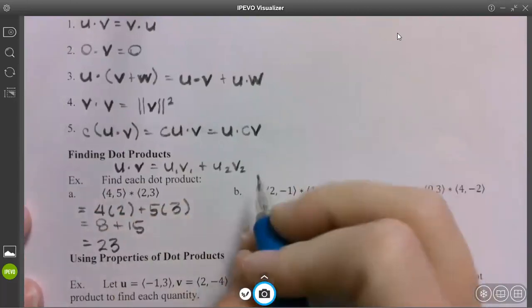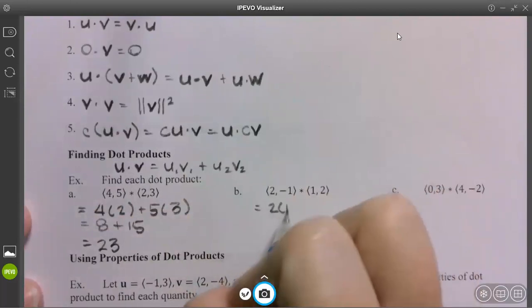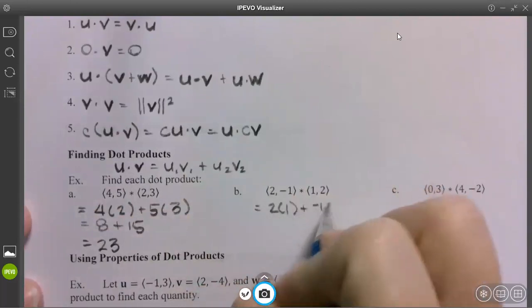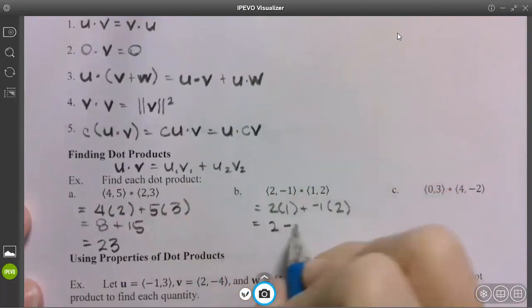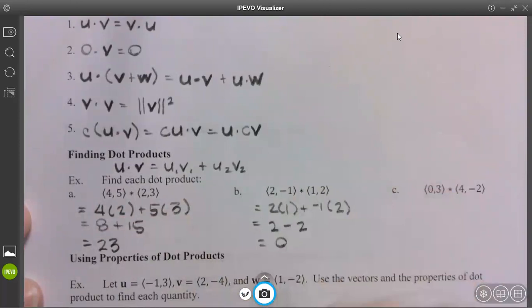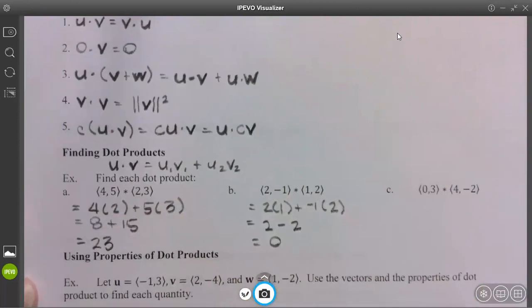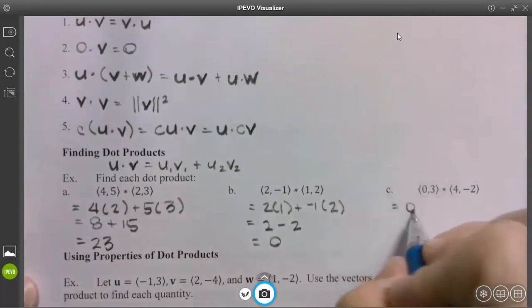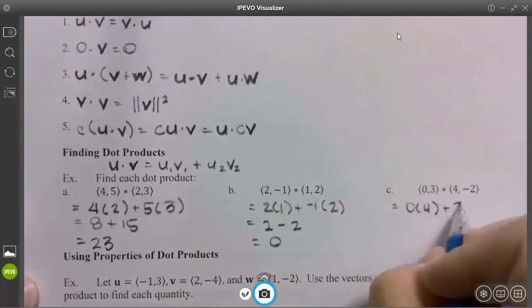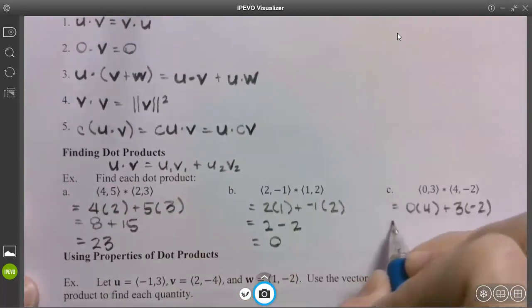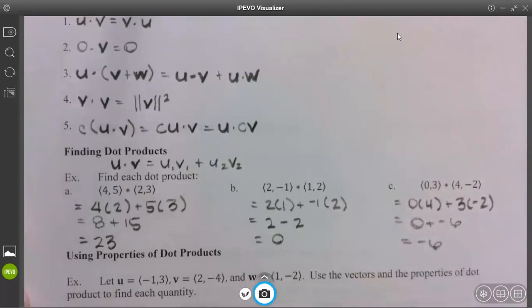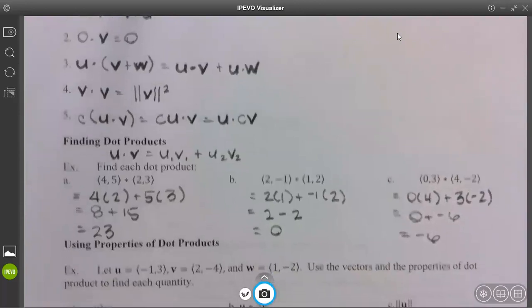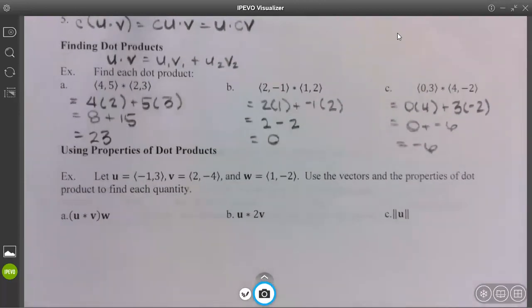The next one, 2 times 1 plus -1 times 2 gives you 2 minus 2, or 0. And then the last one, 0 times 4 plus 3 times -2 gives you 0 plus -6, or just -6. So again, dot products just following that little rule that I wrote above.